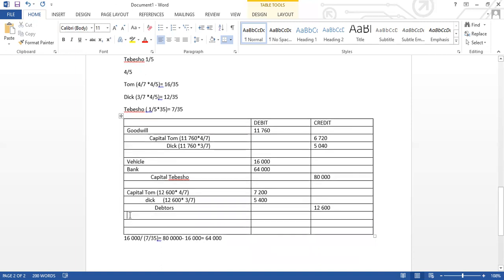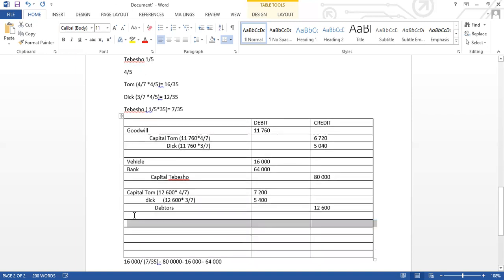So in this case, because general reserve is to appear in the new books of the partnership, the new partner is also involved. He also needs to pay a certain amount for general reserve. So you have capital. Capital of Tom, how much will Tom give? We are told that the total general reserve to be disclosed is 24,000. So how much will we debit Tom's capital account with?